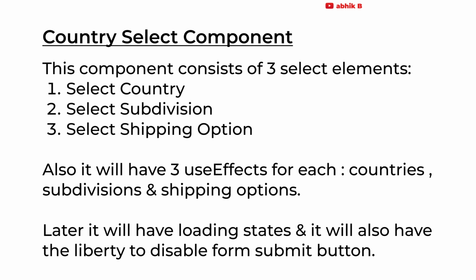Now that we are done styling, we also need to create a country select component to render 3 different select elements for selecting countries, subdivisions and shipping options. Why? Because this component is going to have 3 useEffects and a lot of complex code, so separating it from the address form component makes more sense.